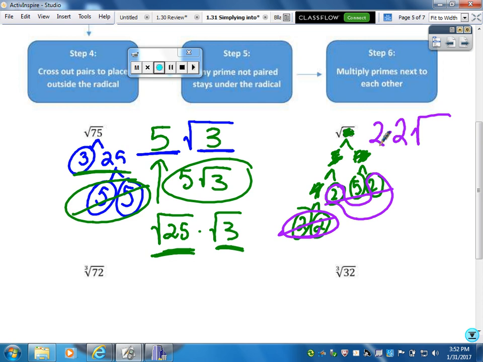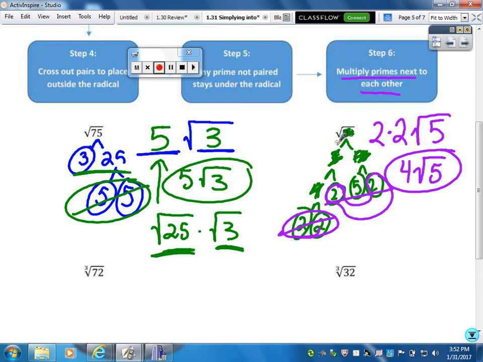This is where step 6 goes. We're going to multiply any primes on the outside together. And then we've got this one lonely little 5 here that doesn't have a partner, so he has to stay inside. So 2 times 2 is 4, root of 5, and we have our final answer right there. That is a simplified radical.